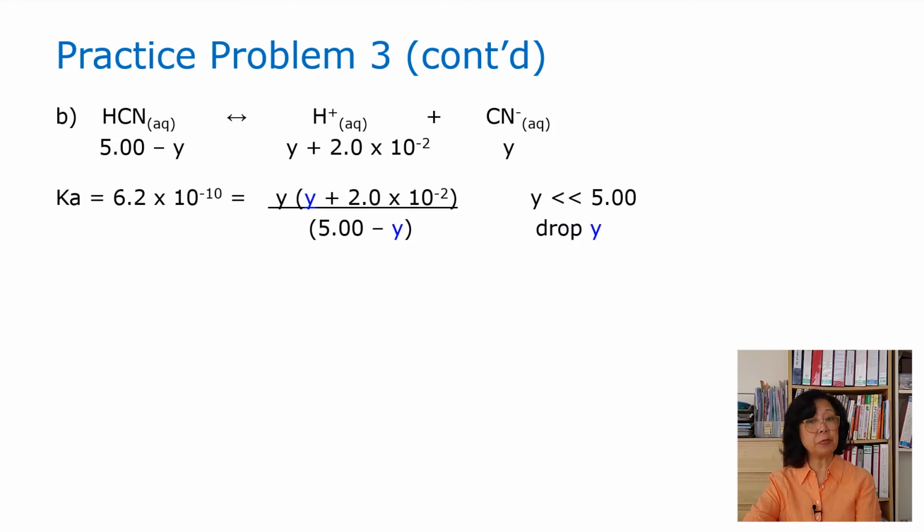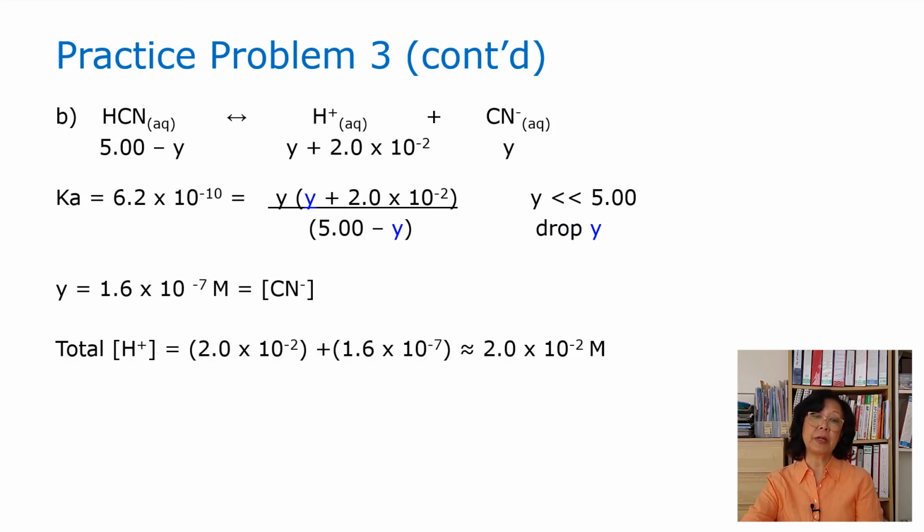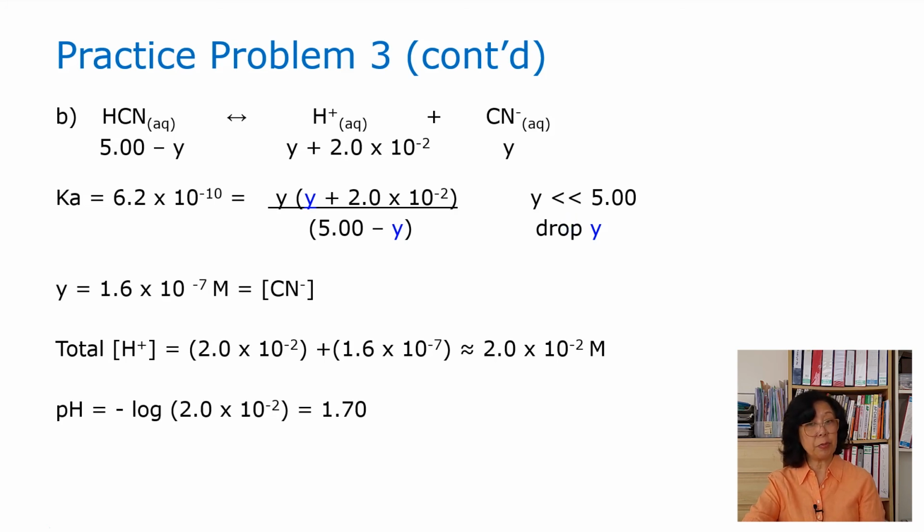Now we use Ka of 6.2 times 10 to the minus 10, and we set it up as product over reactant concentration. The Y is very small because the Ka is 10 to the minus 10. Therefore, we drop the Y from the expression, and we calculate CN minus to be 1.6 times 10 to the negative 7 molar. Now, the total hydrogen ion concentration from the two parts is 2.0 times 10 to the minus 2 from HNO2, and the 1.6 times 10 to the minus 5 from the HCN. But notice the second portion is so small compared to the first part, we can drop it. So overall hydrogen ion is 2.0 times 10 to the minus 2 molar, pH is 1.70.